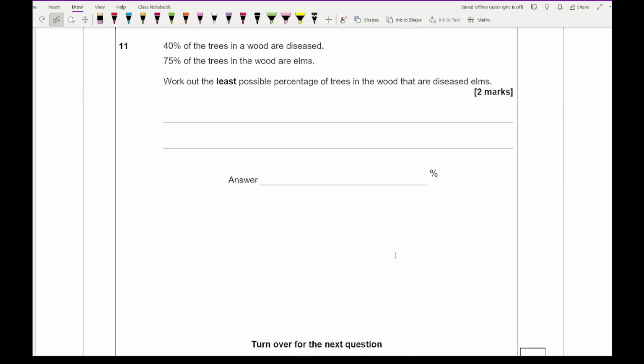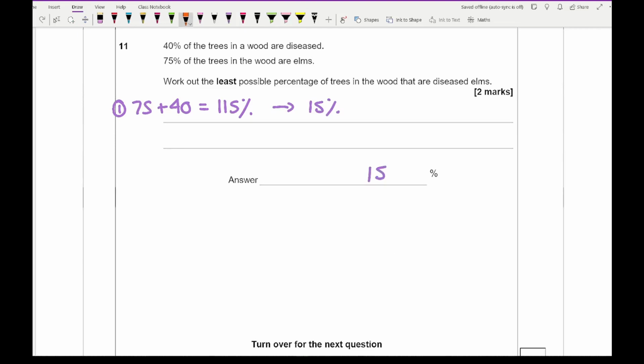Work out the least possible percentage of trees in a wood that are diseased elms. Now, there's a couple of ways in which you could answer this particular question. One way is to see that we've got 75 plus 40, and that gives me 115%, and that's basically an excess of 15%. So there is my answer.